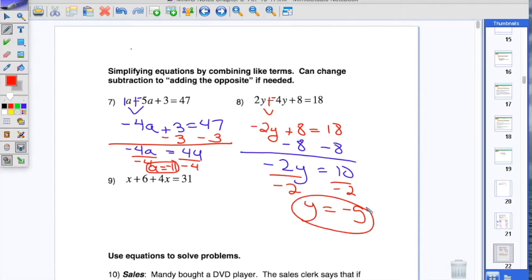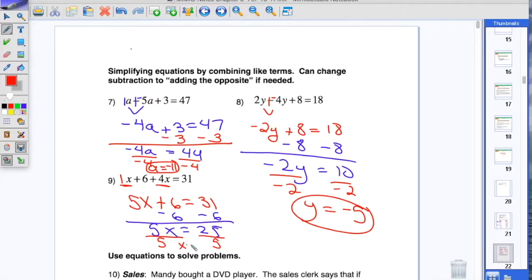Number 9, x plus 6 plus 4x is equal to 31. Combine like terms, we're going to add together the 1x and the 4x to give us 5x plus 6 is equal to 31. Minus 6 on both sides. So we get 5x is equal to 25. Divide both sides by 5. So x is equal to 5.